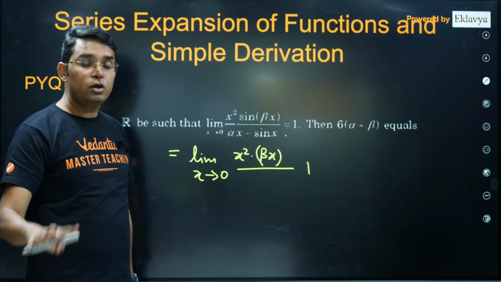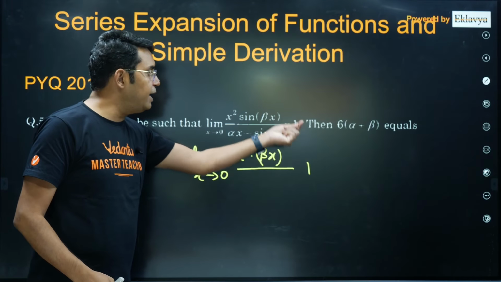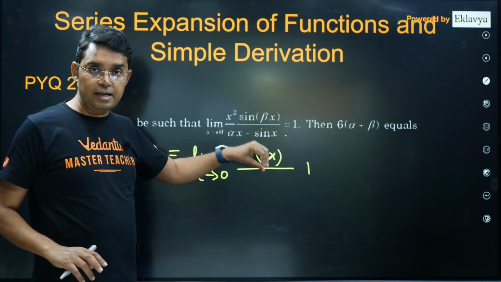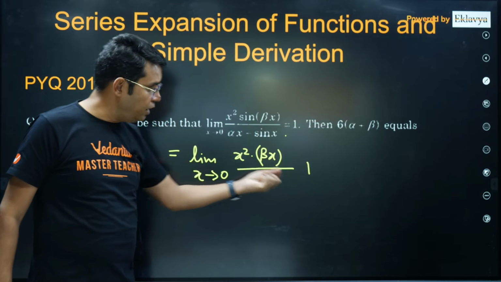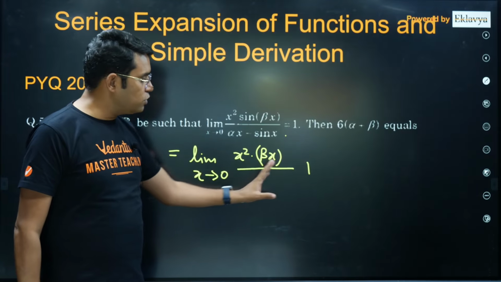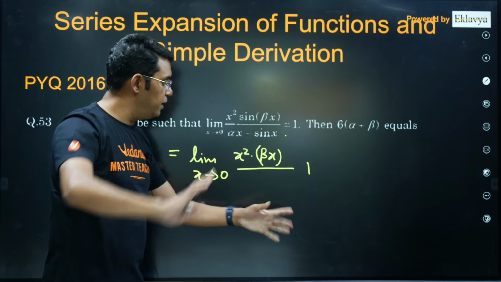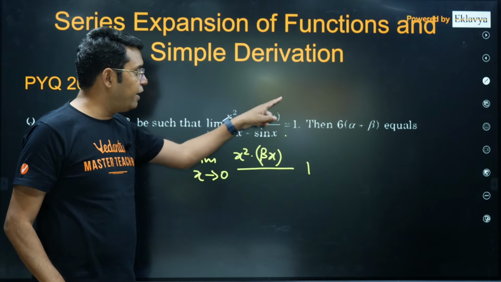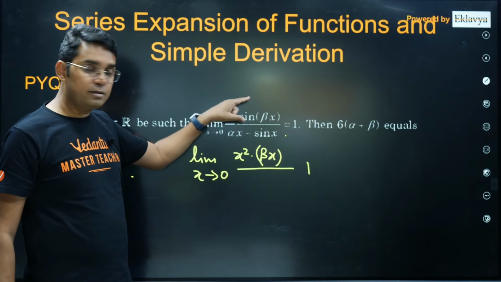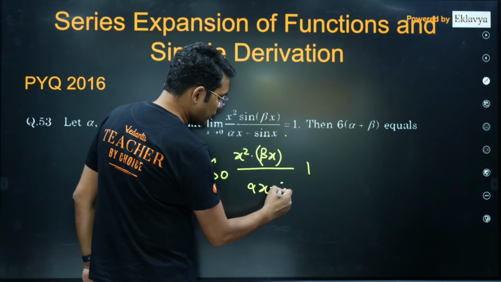There is no need to wait till the end for sine beta x upon beta x to be 1. You can write it in this step itself, because it is a finite number. Whatever limit you obtain from here will be multiplied by 1. So what I have done is multiply and divide by beta x. So sine beta x upon beta x is 1, and beta x came in the denominator. Now this is alpha into x minus sine x.